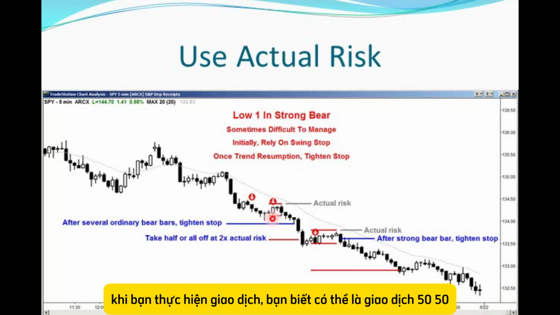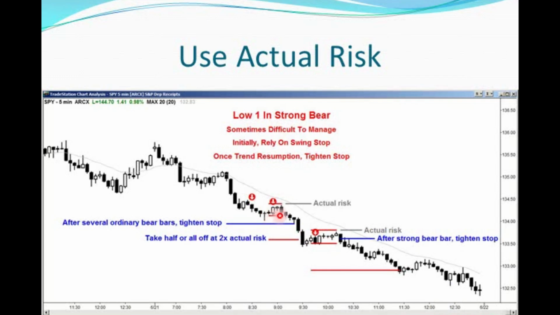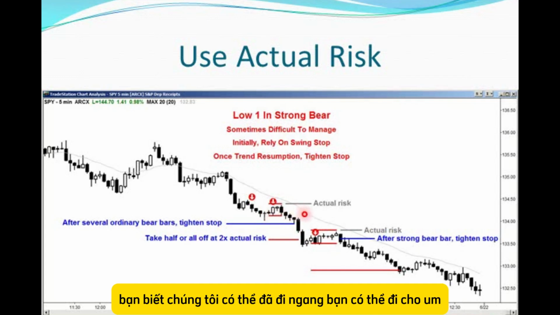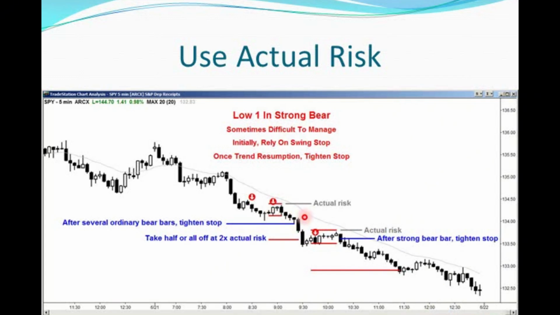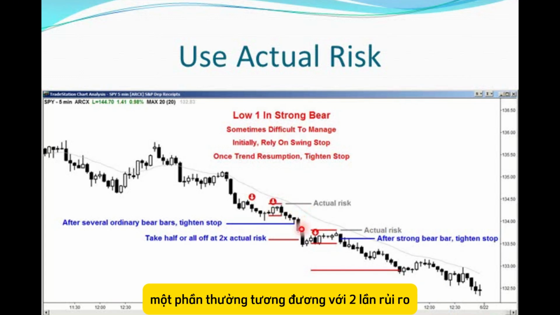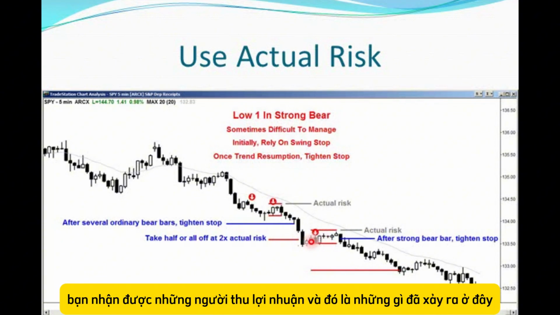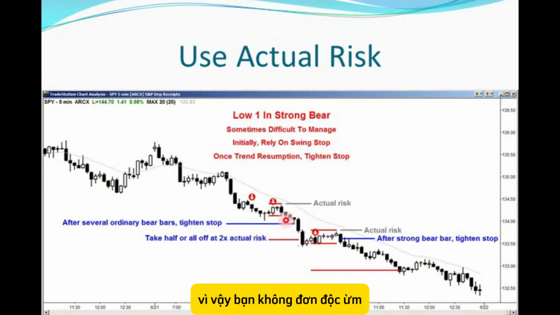When you took the trade, maybe a 50-50 trade, we may have gone sideways. You could go for a reward equal to 2 times risk. And you'll notice that very often when the market gets down to 2 times actual risk, you get profit takers. And that's what happened here, right? So you were not alone looking at actual risk.